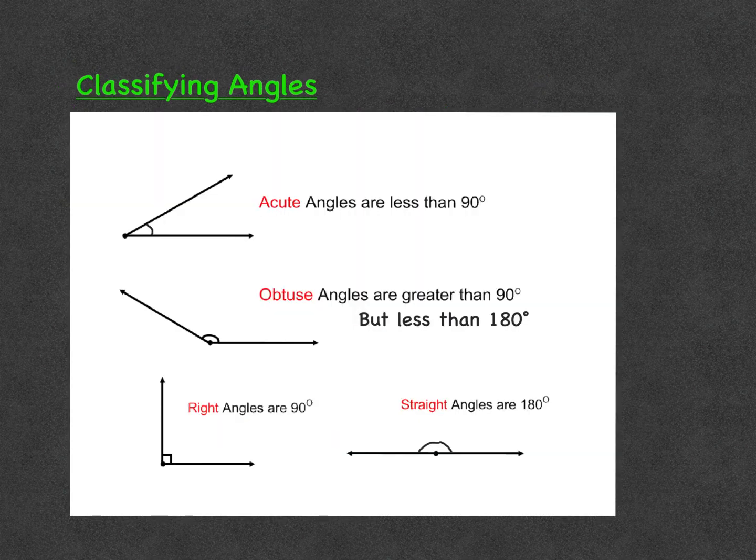Next thing we have classifying angles. The first one, y'all have seen this before. Acute angles are less than 90. Obtuse angles are between 90 and 180. Right angles are 90. Straight angles are 180. If it was 89.9999, what kind of angle would it be? Acute, because it's less than 90, right? It doesn't matter how close it is to 90. If it's less than it, it would be acute. If it was 179.9999, what would it be? Obtuse, because it's between 90 and 180.